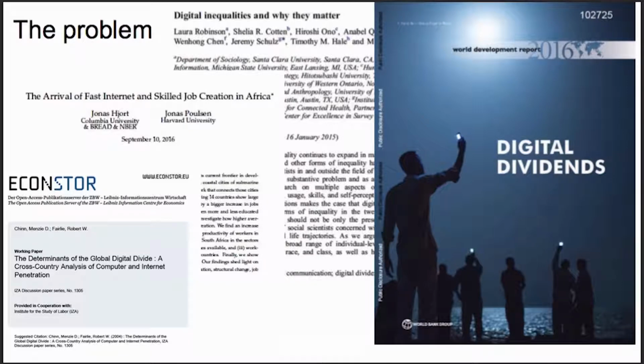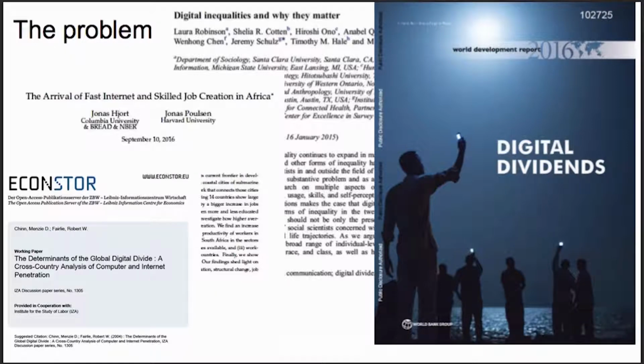Well, there's a lot of evidence that internet adoption can be very helpful to economic growth and development. But there's also a lot of evidence that there's inequality in who has access to the internet. In fact, some people would argue this is fast becoming kind of a main dimension of inequality in the modern world. Both within and between countries, it seems like there's a lot of inequality in who has access to the internet.